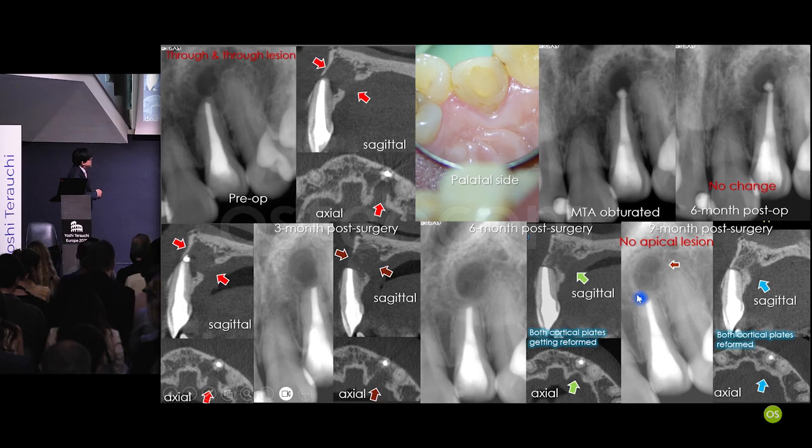But you still see a circular lesion under the root. This is not periapical radiolucency, but this is just from the concavity on the lingual side. So this is not disease. This is just a concavity. So you don't have to do any surgery anymore. So I consider this healed.